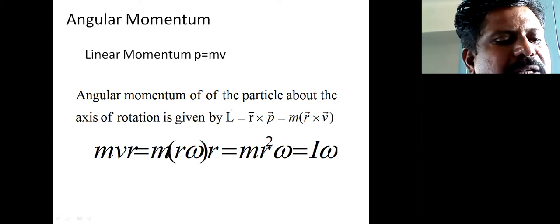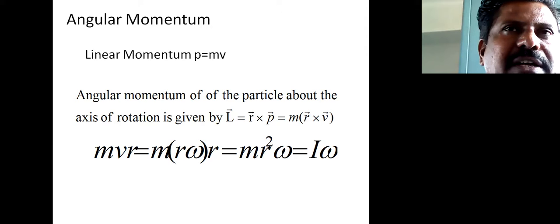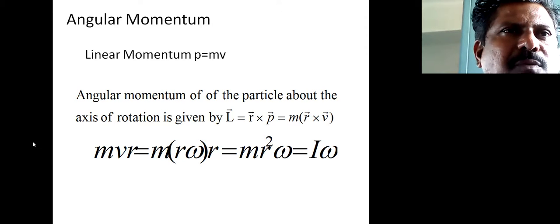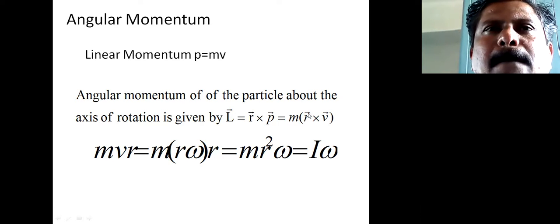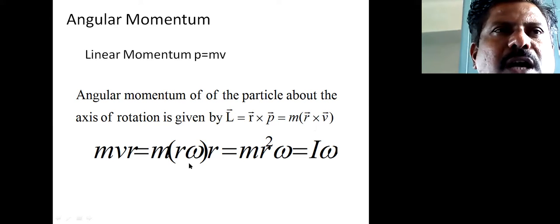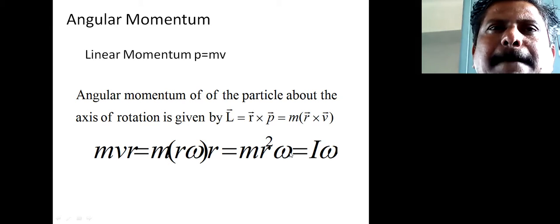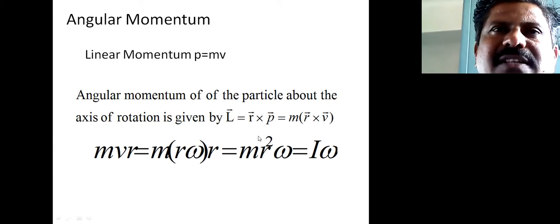So by using the relation between linear velocity and angular velocity, mvr is equal to what? Here v is equal to r into omega. So you insert it here, and we get m into r omega into r, so that we get mr squared into omega, where mr squared is nothing but what?